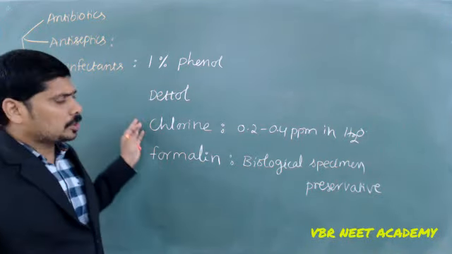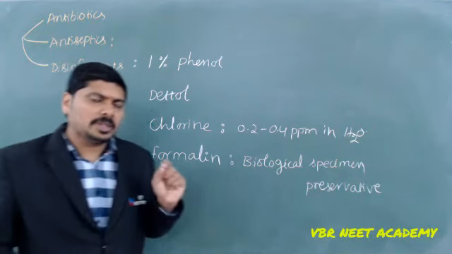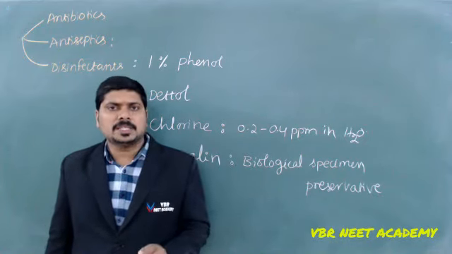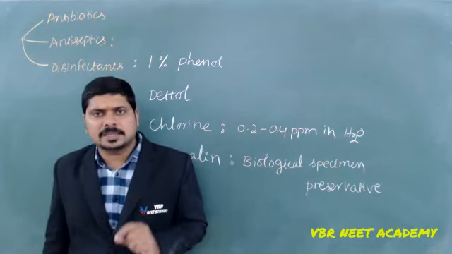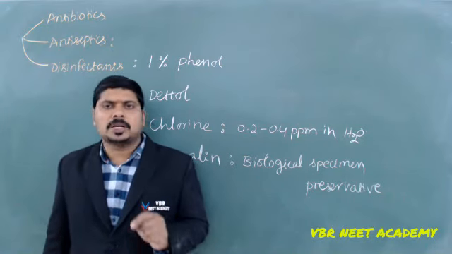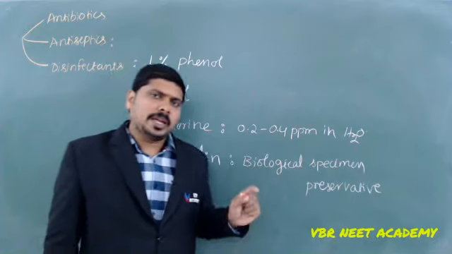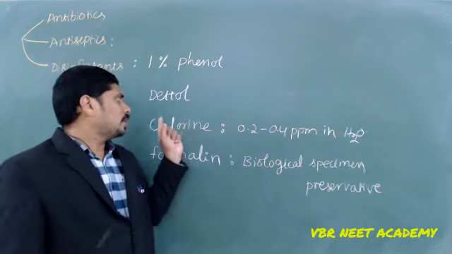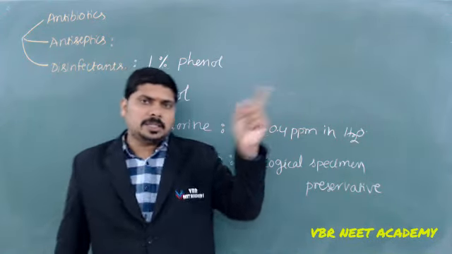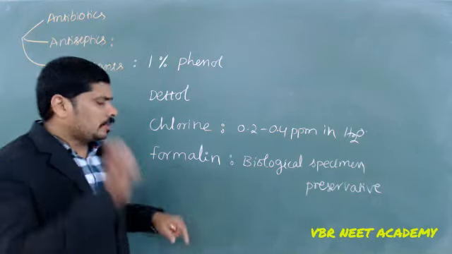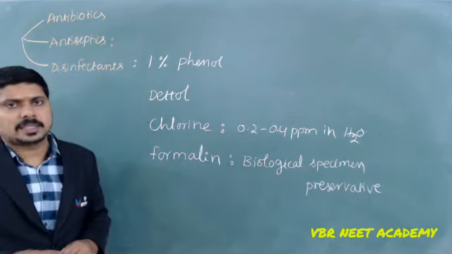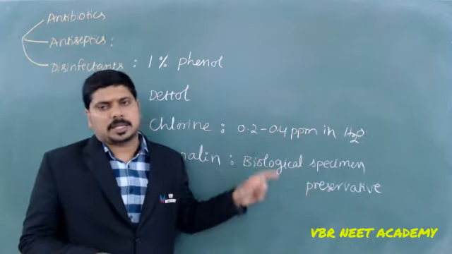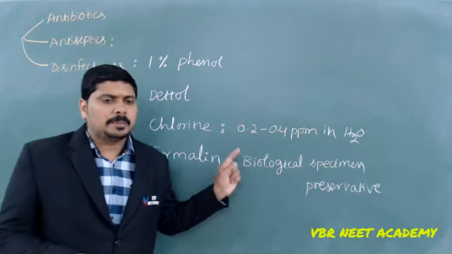So these are the common questions we are going to have here: what is the difference between 0.2% phenol and 1% phenol? 0.2% phenol acts as an antiseptic, 1% phenol acts as a disinfectant. And we get questions like, which of the following is used as both disinfectant and antiseptic? We can take Dettol, and even phenol, because of concentration variability. And chlorine water and formalin act as disinfectants. These all come under antimicrobial drugs.